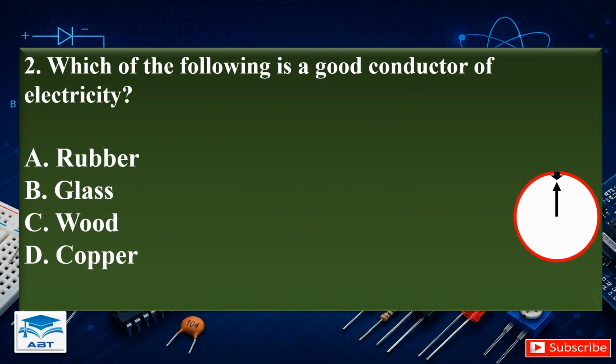2. Which of the following is a good conductor of electricity? A. Rubber. B. Glass. C. Wood. D. Copper. The answer is D. Copper.